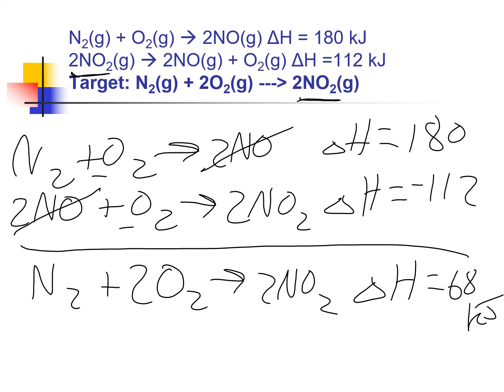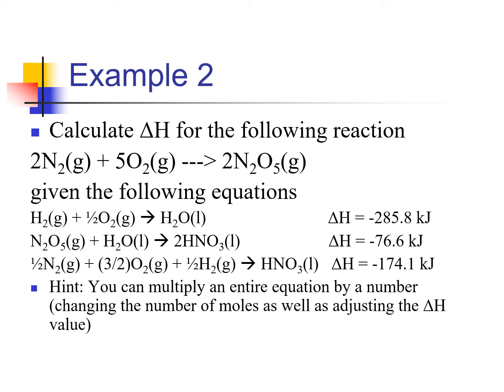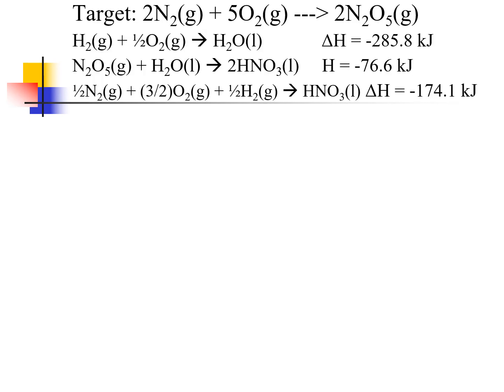Let's look at another example. So now we're going to calculate delta H for the following. So this is our target reaction, and we're provided these three. We're going to walk through this piece by piece. So again, target equation is up top. Looking at this first equation, it's not giving me too much. I don't see anything in there that's really unique. I see some oxygens, nothing too striking.